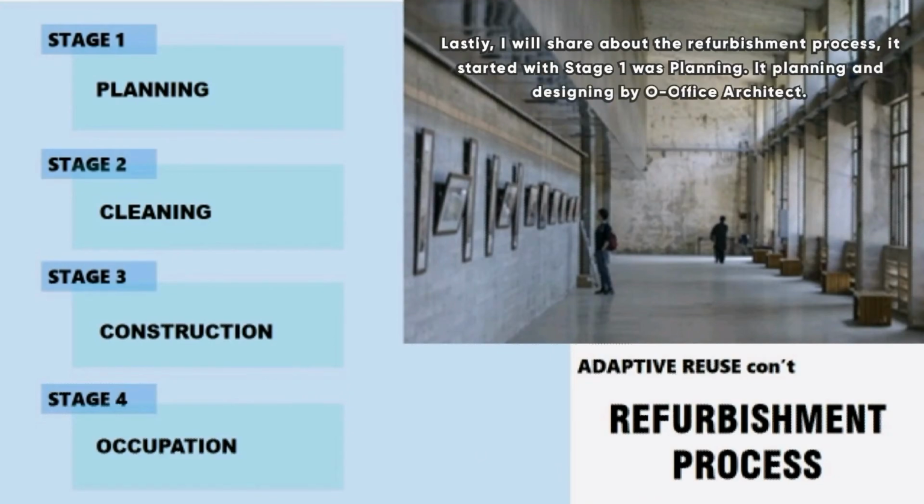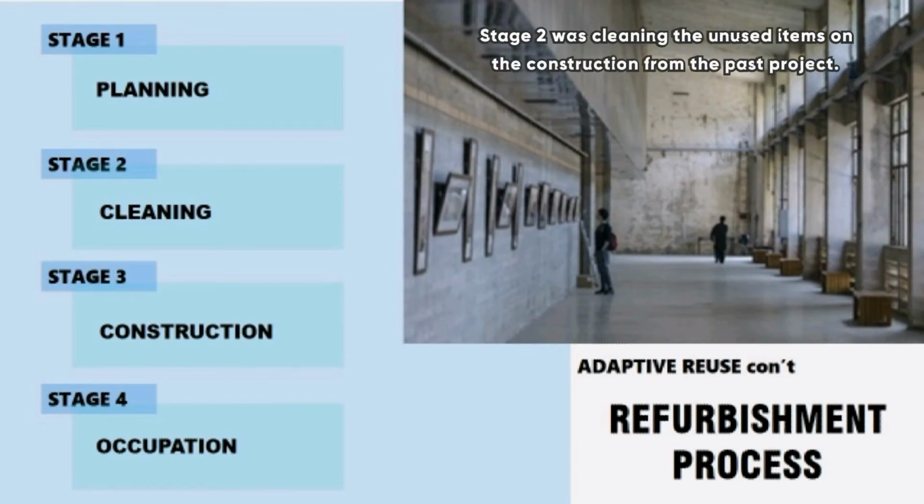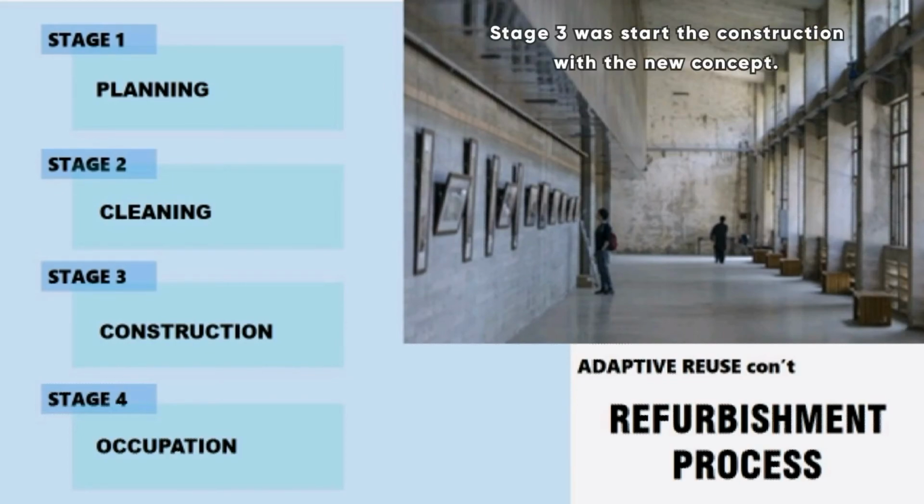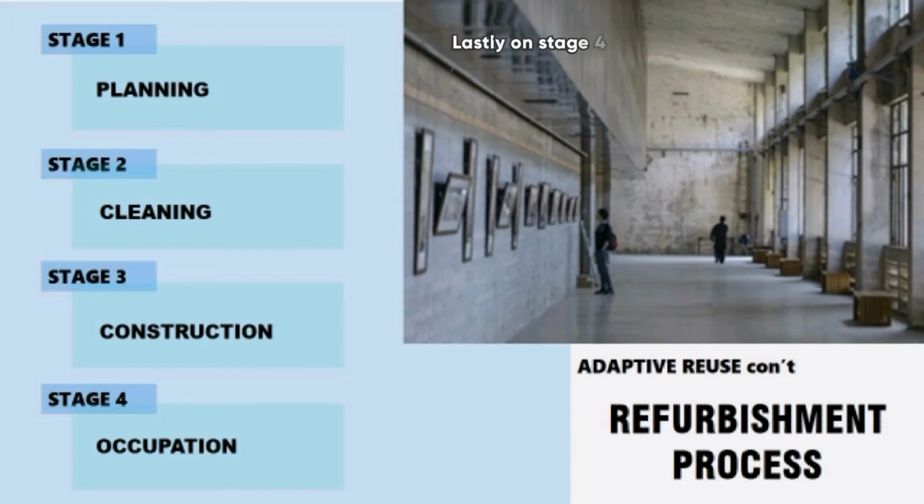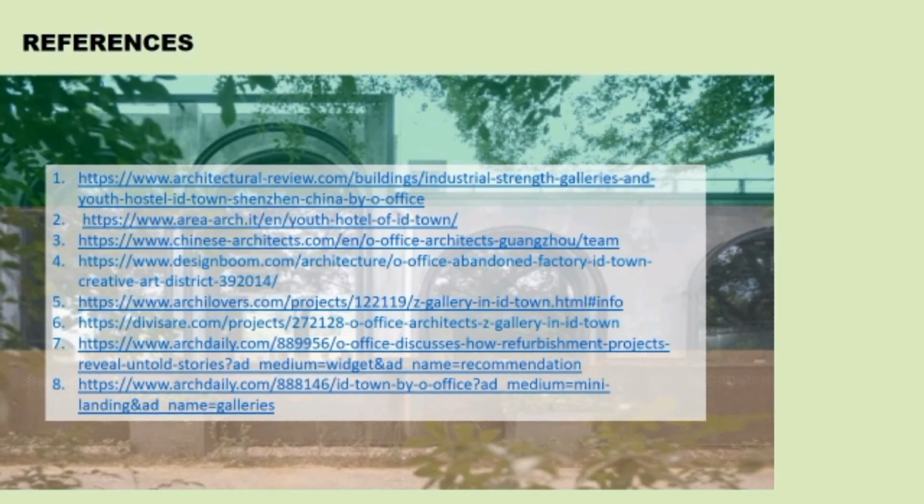Lastly, I will share about the refurbishment process. It started with stage 1, which was planning and designing by O Office Architects. Stage 2 was cleaning the unused items from the construction of the past project. Stage 3 was starting the construction with the new concept. Lastly, stage 4 was the start of occupation by business clients in the building.